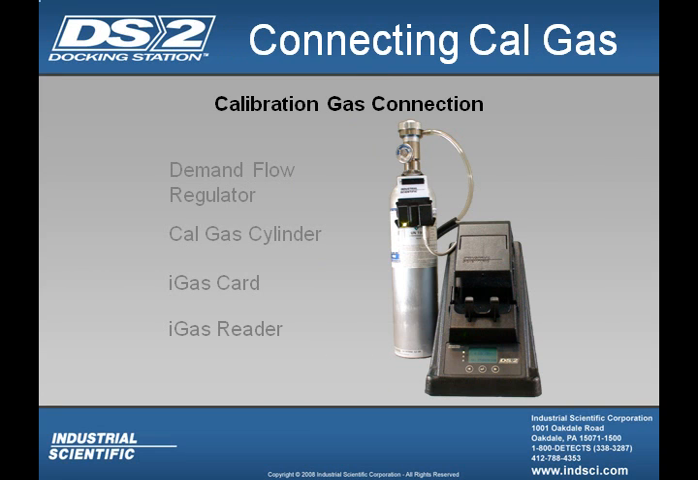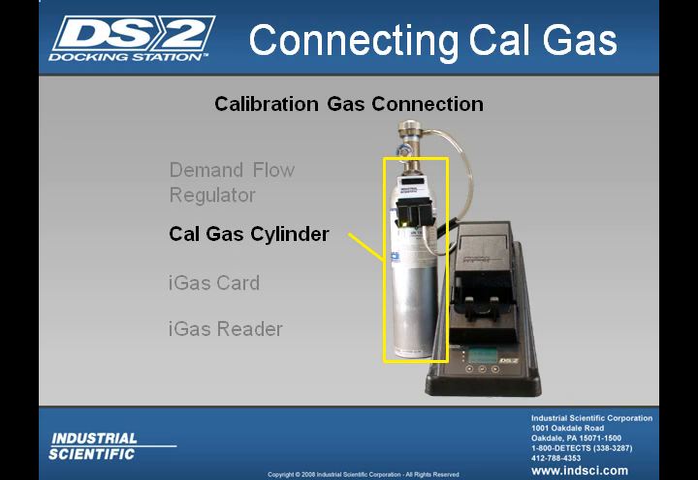Also an Ethernet port for communicating back to your centralized server or PC, and a wall power supply connection. So let's look at the docking station when it's hooked up to the calibration gas cylinder. At the top of your cylinder you have a demand flow regulator, and a demand flow regulator will allow gas to be delivered to your DS2 at the same rate at which the DS2 pulls the gas.